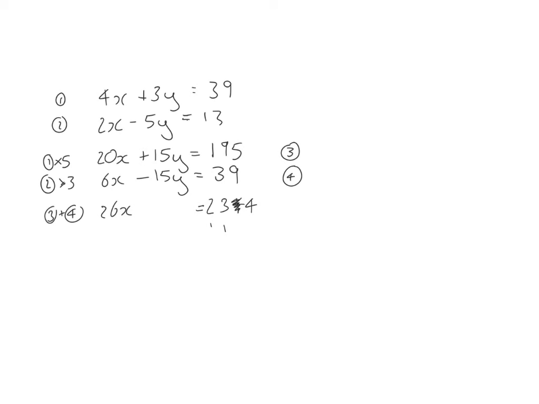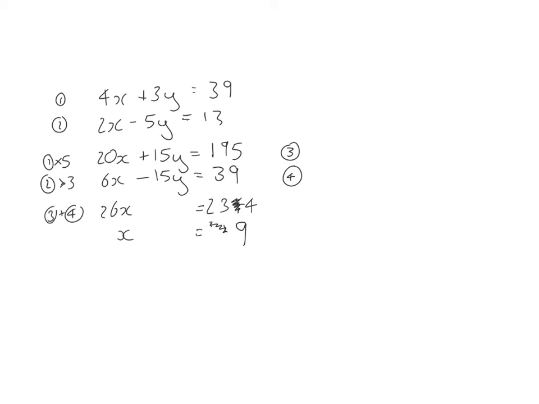Now add the right-hand sides together: 195 plus 39 is 234. So 26x equals 234. If I then get x, I've got to do a bit of division here. 26 into 234. I get my calculator out and do that. It's going to be 9.